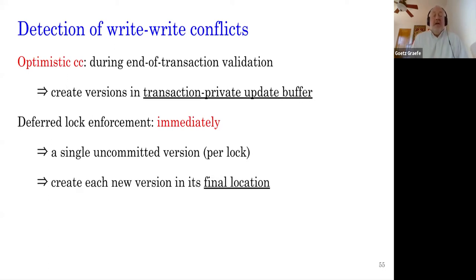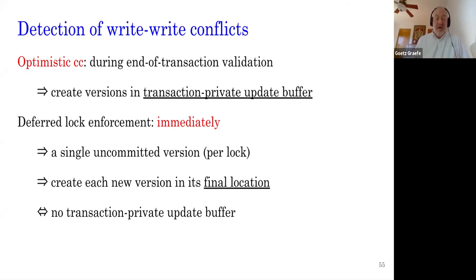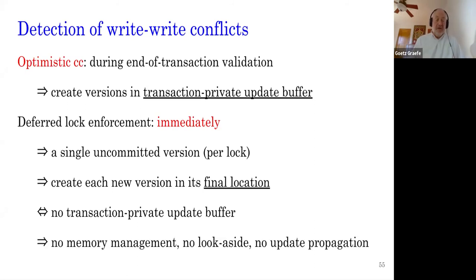Which means we can put this one and only new version, or uncommitted version, directly in its final location. Like if we write a new version of an index entry, we can just put the new version right next to the existing index entry, which is equivalent to saying we don't have a transaction private update buffer, which also implies we don't need to do any memory management for the transaction private update buffer. We don't need to look aside.